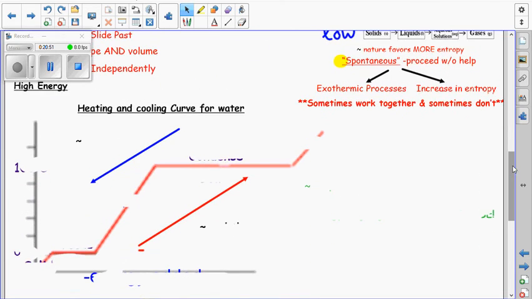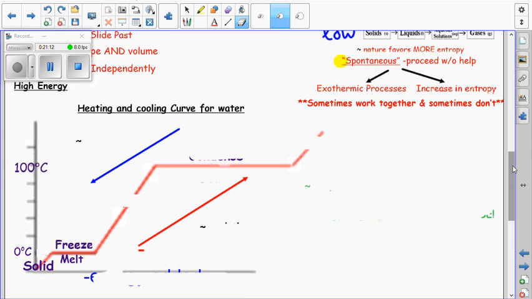Alrighty, and that brings us to our heating and cooling curve. Good times. So this one's specifically for water. So this is only for water right here. And so this first flat part is what temperature? Somebody tell me what temperature that first flat part is. 0.